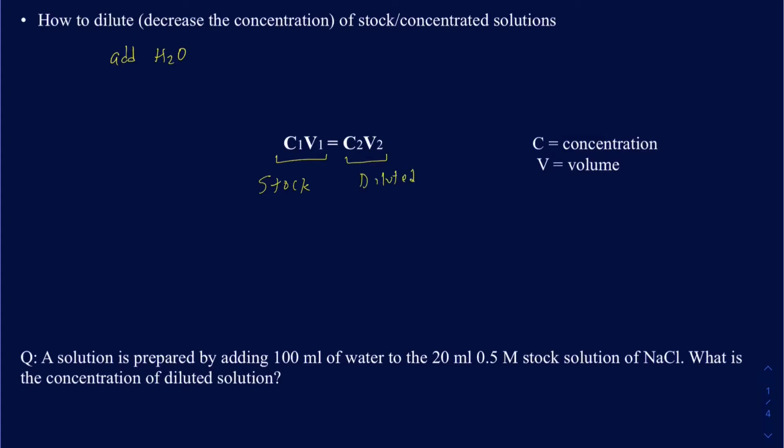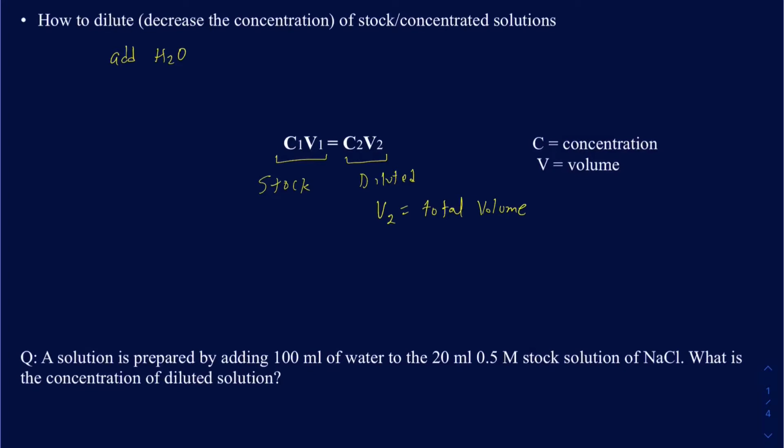In addition to that, you want to make sure you know that V2 is going to be the total volume. And what does that really mean? Suppose you start out with 50 milliliters of stock solution and then you add 50 milliliters of water. Your total volume of the diluted solution in that case is going to be 100 milliliters. So that's what this refers to. That's your total volume, not just the volume of the water added.